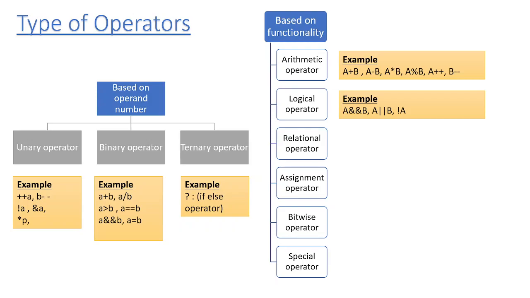Say for a and b, if both are non-zero, then a and b gives 1. If any of the values of a and b is 0, then a and b will give 0. So it is the simple Boolean and or logical and or operation. Similarly, there is a not operation. The third one is the relational operator, like a greater than b, a less than b, a greater than equals to b, a not equals to b, a equals to b. So those are relational operators.